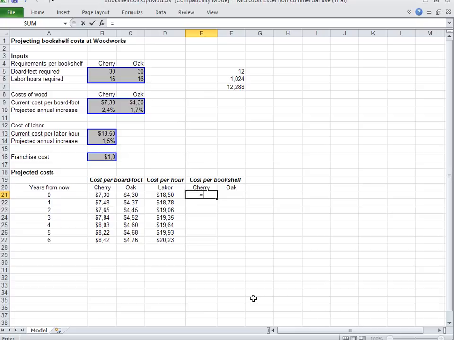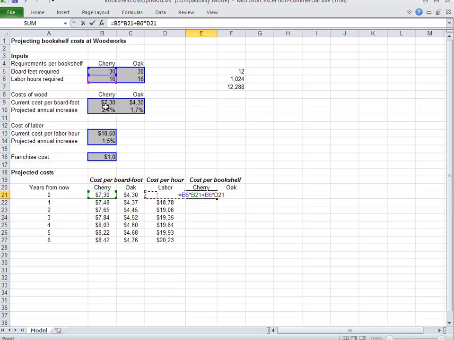Now our next goal is to take the price of the entire bookshelf, and it goes like this: equals 30 board feet for making a bookshelf out of cherry times the price of that board foot in the current year, so on the 0th year. Here it is, and it's going to be the cost of material plus 16 hours that we need for producing one bookshelf times the cost of labor, or the wage of a worker for that year again.